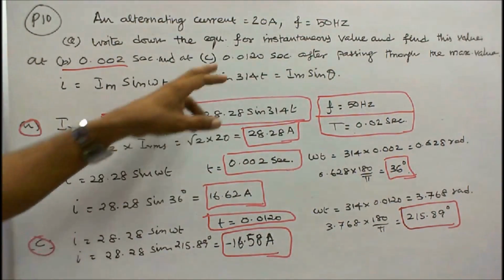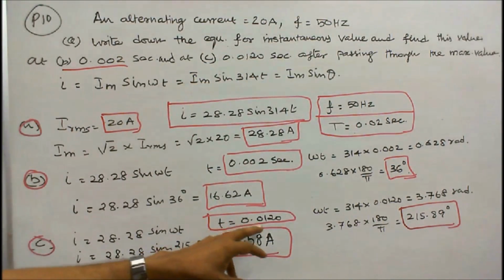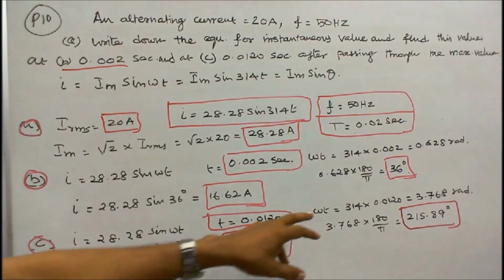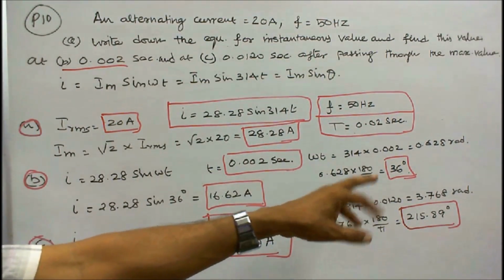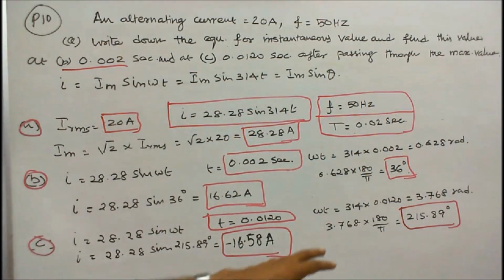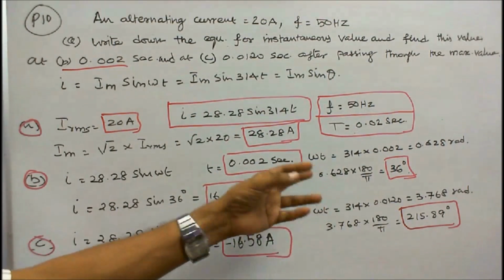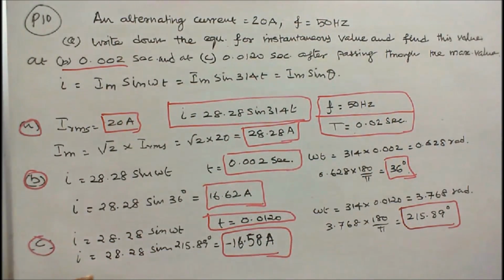The next is 0.0120 seconds. t is equal to 0.0120. Therefore, omega t is equal to 314 into 0.0120, that is equal to 3.768 radians. So, I have to convert into degrees. 3.768 into 180 by pi is equal to 215.89 degrees. I is equal to 28.28 into sin 215.89, that is equal to minus 16.58 amps.